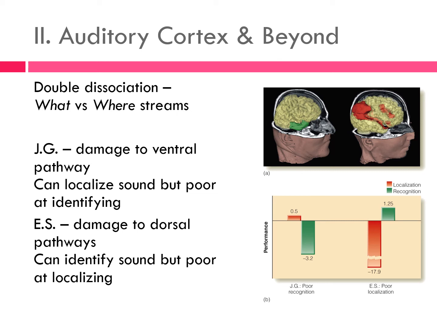ES has damage to her dorsal pathway, and she can identify sounds just fine, but she's poor at localizing where sounds are coming from. You can see where her damage is over on the right, and then her performance on these different tests of localization and recognition.